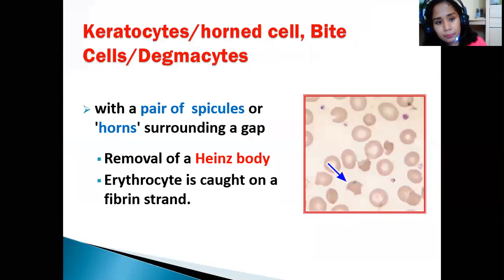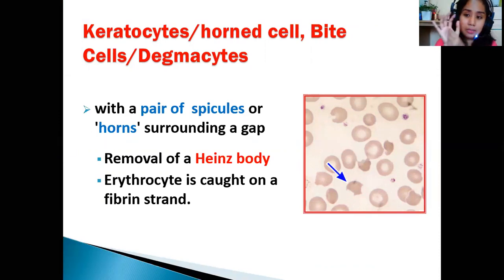Okay. Keratocytes, horn cell, bite cell, or degmacyte. So, class, mukhang kinagatan ang cell natin. Pair of spicules or horns surrounding the gap. It can happen upon the removal of a Heinz body. So, in cases of splenic culling, C-U-L-L-I-N-G, diba, ang sa katawan kasi, matipid rin siya.